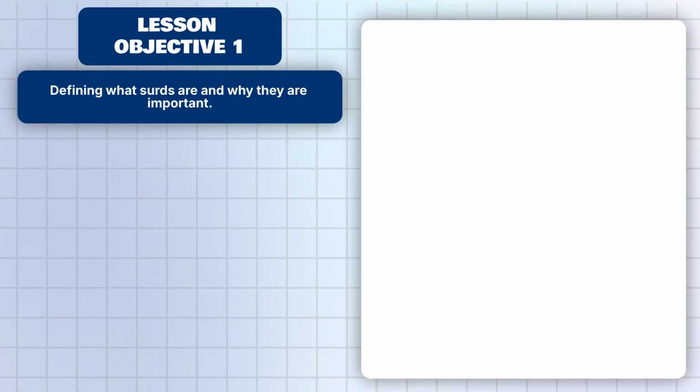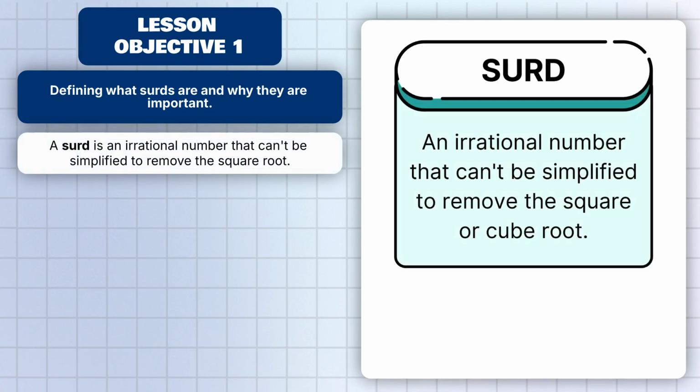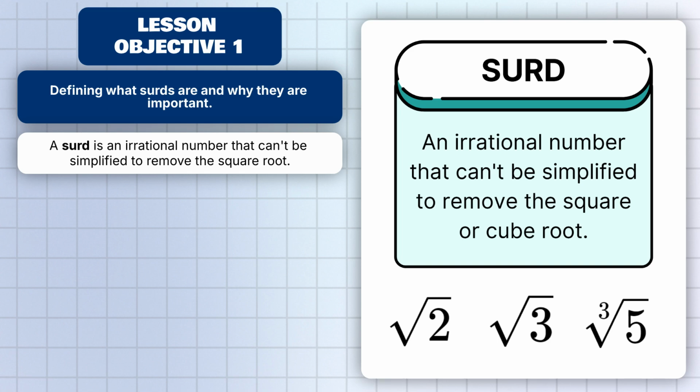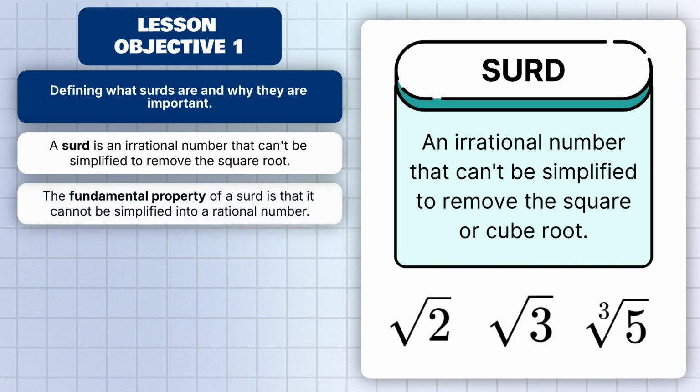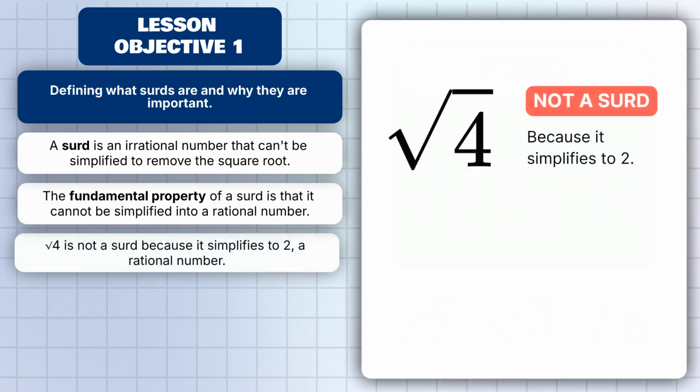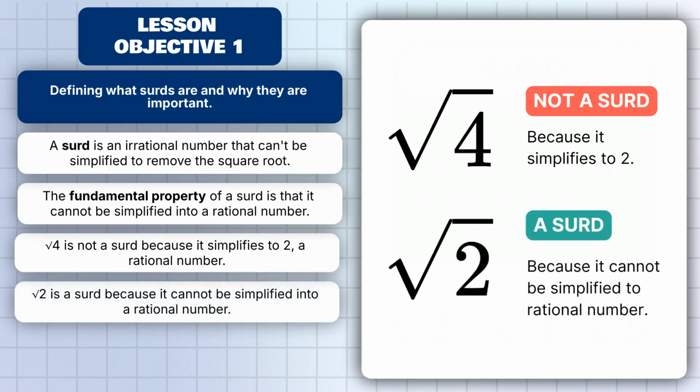Firstly, what is a surd? A surd is an irrational number that can't be simplified to remove the square root or cube root. Some examples of surds include root 2, root 3, and the cube root of 5. The key property of a surd is that it cannot be simplified into a rational number. For example, root 4 is not a surd because it simplifies to 2, which is a rational number. On the other hand, root 2 is a surd because it cannot be simplified into a rational number.